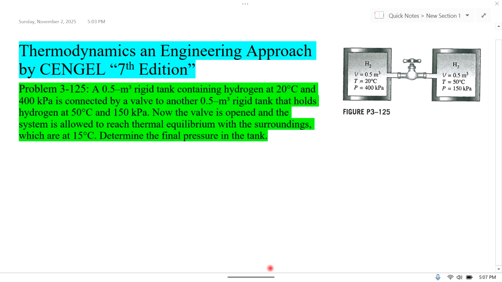Bismillahirrahmanirrahim. In this lecture, I am solving problem 3.125 from the book Thermodynamics: An Engineering Approach by Cengel, 7th edition.